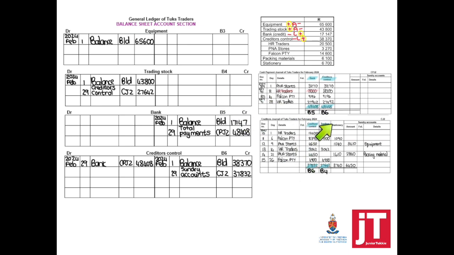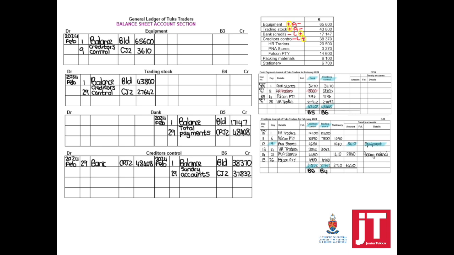The next money column that we've got is stationery, but stationery is in the nominal account section. And we're first going to complete the balance sheet account section. So posting now from sundry accounts, we have to take it on the day on which the transaction took place. When we buy equipment, our assets will increase on the debit side. From the creditors journal, our details is creditors control.